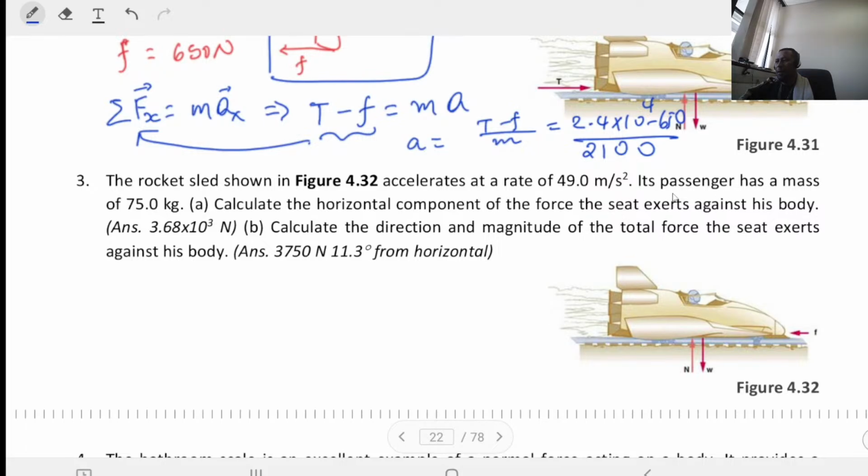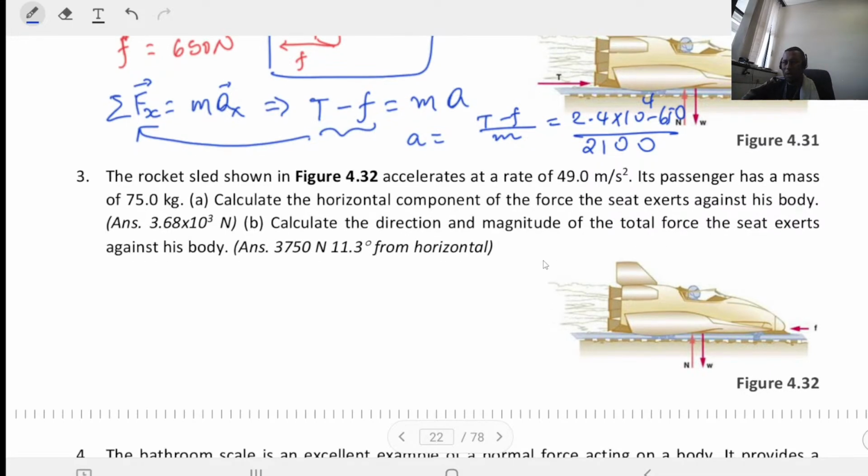The passenger has a mass of 75 kilograms. Girls are not that heavy, so let's say this is a young boy of 75 kilograms sitting inside, but it's accelerating at 49. Wow, this is a big acceleration. Your seat in that case is going to push you forward with this sort of acceleration. It says calculate the horizontal component of the force the seat exerted against the body.